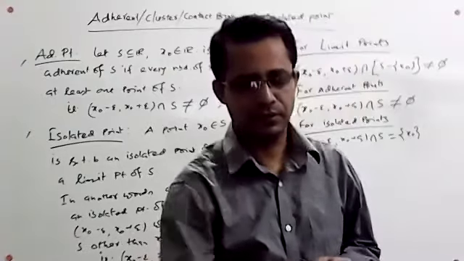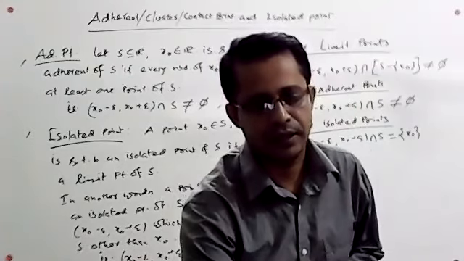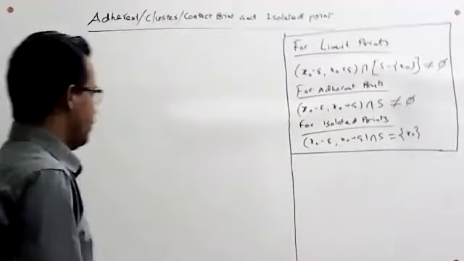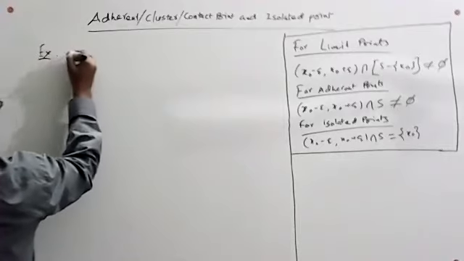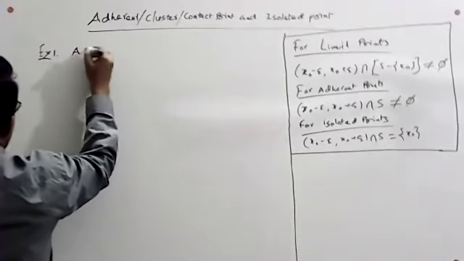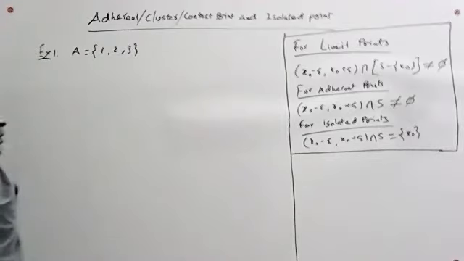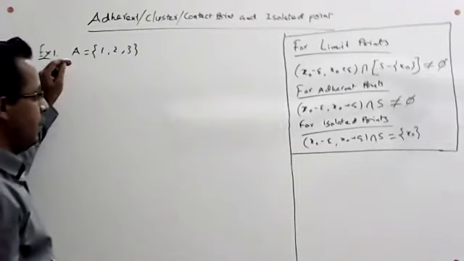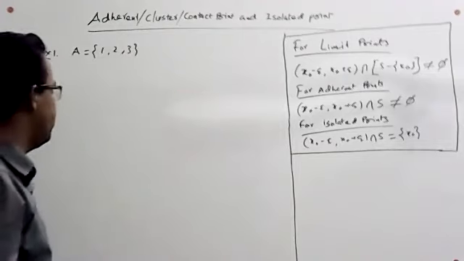Now we go to the examples on adherent points and isolated points. First of all, we take example 1, which is a finite set. Suppose A equals {1, 2, 3}. Now, first of all, we will find out whether a limiting point, adherent point, and isolated point exist for this set.